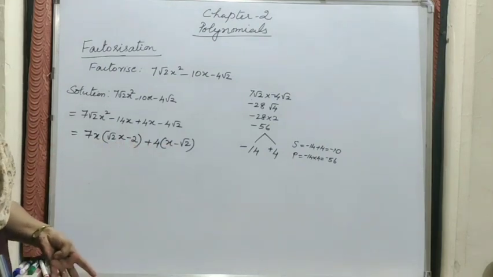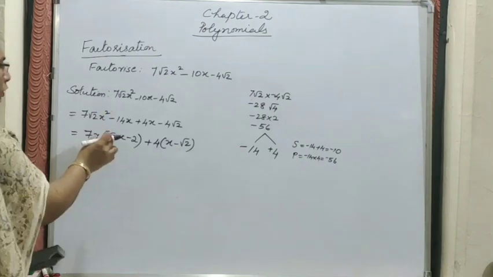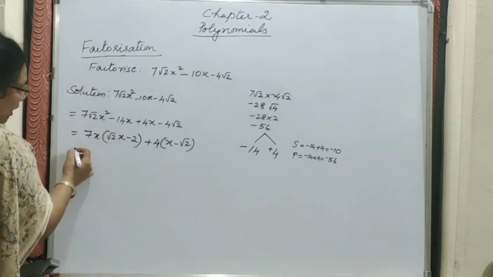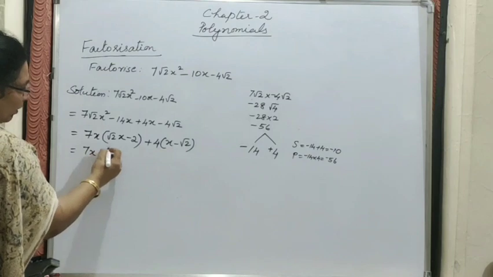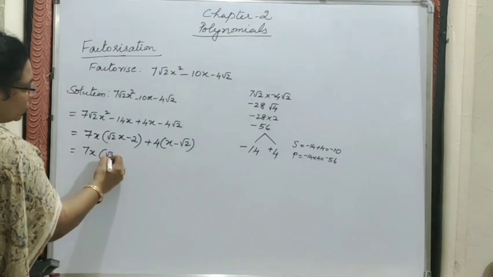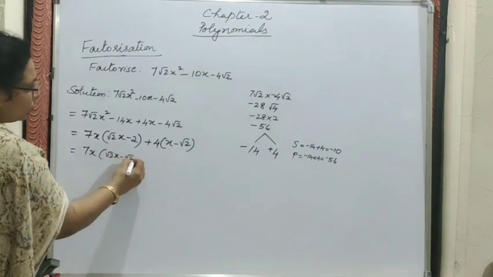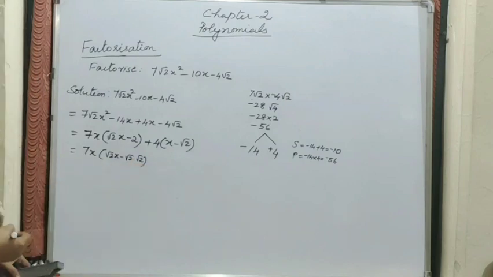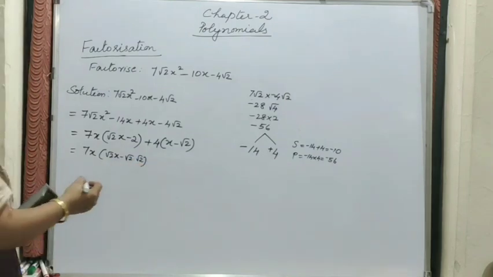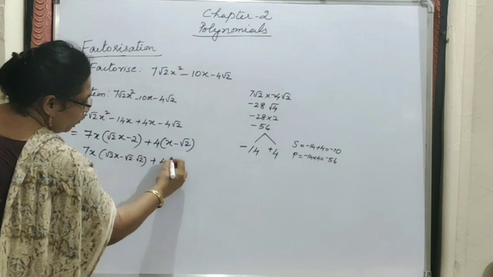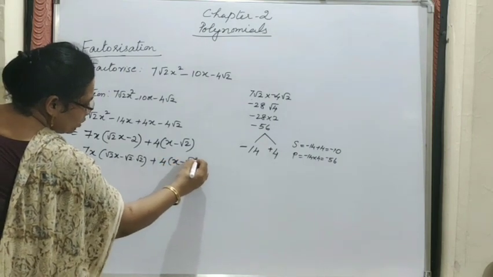So nothing is common. We cannot continue. So again we should think on this. That is why 7x I'll keep like this, and here root 2 x minus 2 I can write as root 2 x minus root 2 into root 2. I think it is more clear to you how we are writing. So this time it is 4 into x minus root 2, and the second term has no change.